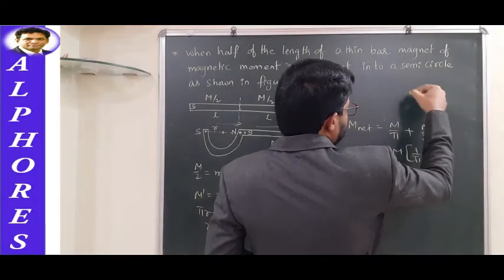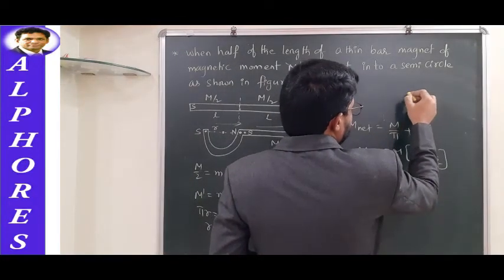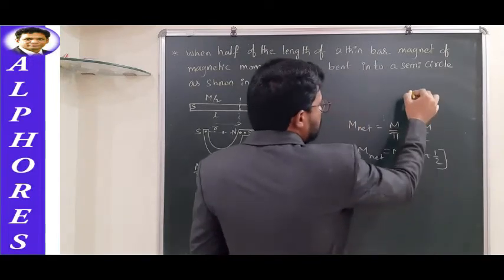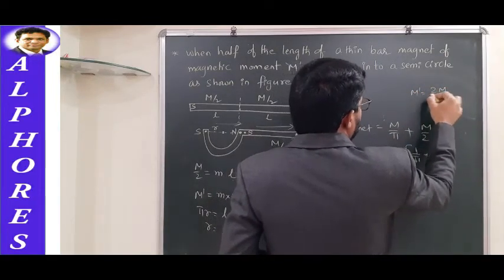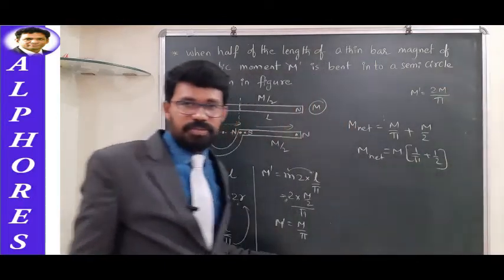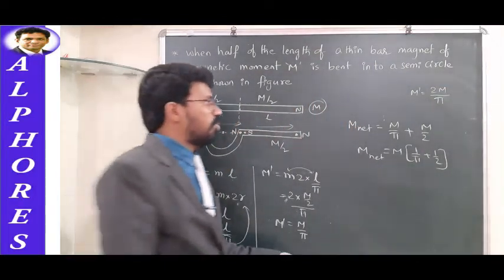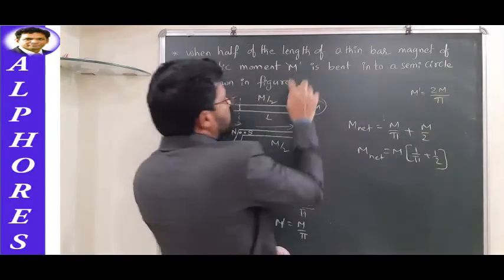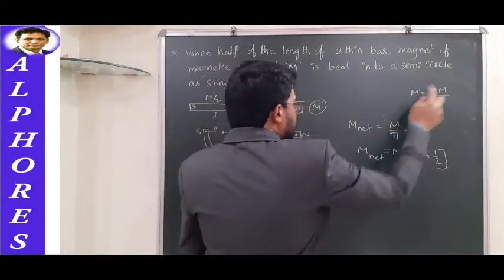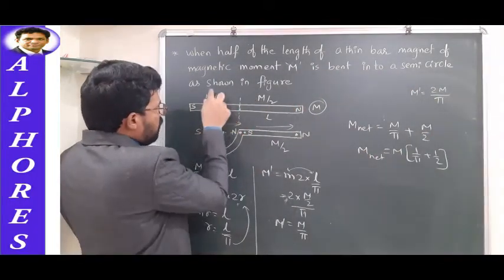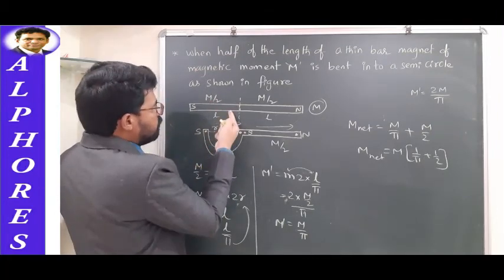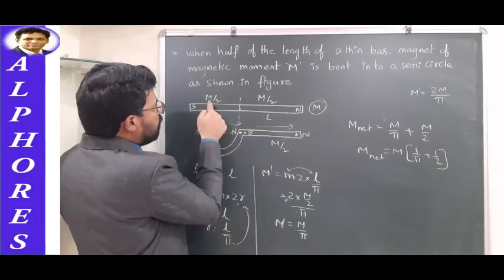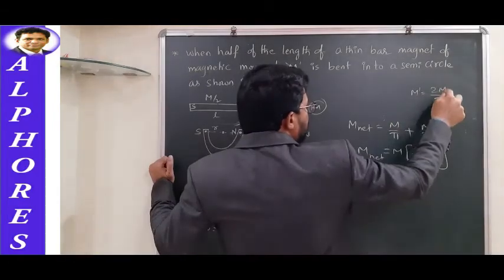if it's in the arc shape, if it is in the shape of a semicircle, it is written as m dash is equal to 2m by pi. This was the equation. We have already derived that in the previous session. But what is this m? This m and this m both are not the same. This m is the magnetic moment of this magnet before it was bent. Before it was bent, what is the magnetic moment? M by 2. So in place of m, you have to write m by 2.